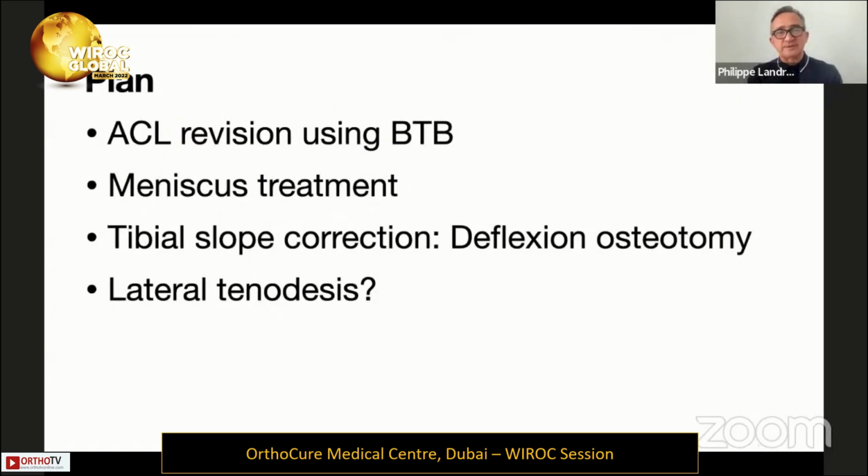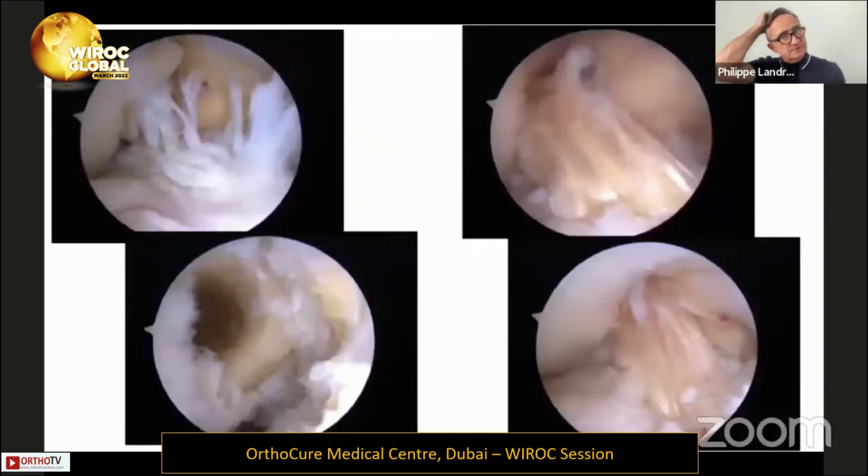So what was the plan for this patient? ACL using BTB because the hamstring was already used, meniscus management and treatment, tibial slope correction, because for this revision we don't want to have a risk for the new graft if we don't correct the excessive tibial slope. The question is about the lateral tenodesis. We can discuss. In this case, I didn't do lateral tenodesis. It was in the past, and I think now I would do combined lateral tenodesis, but this is something that we can discuss.